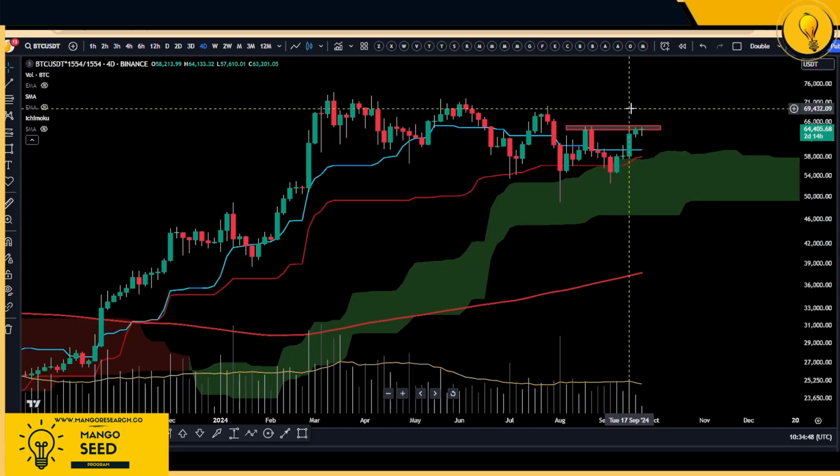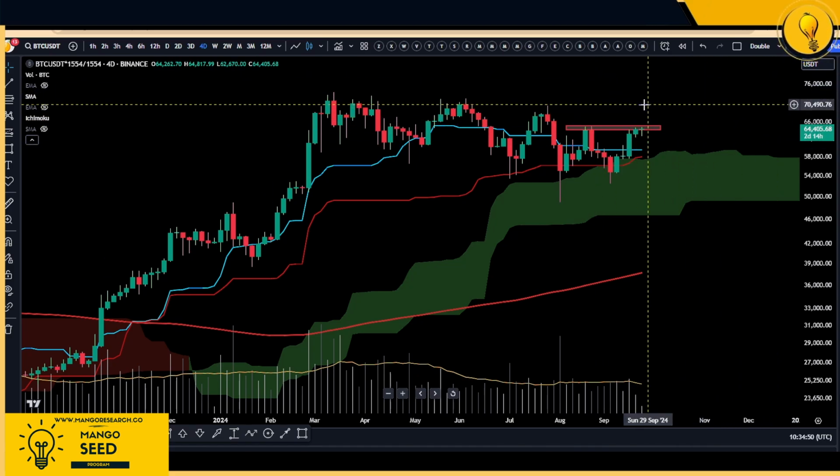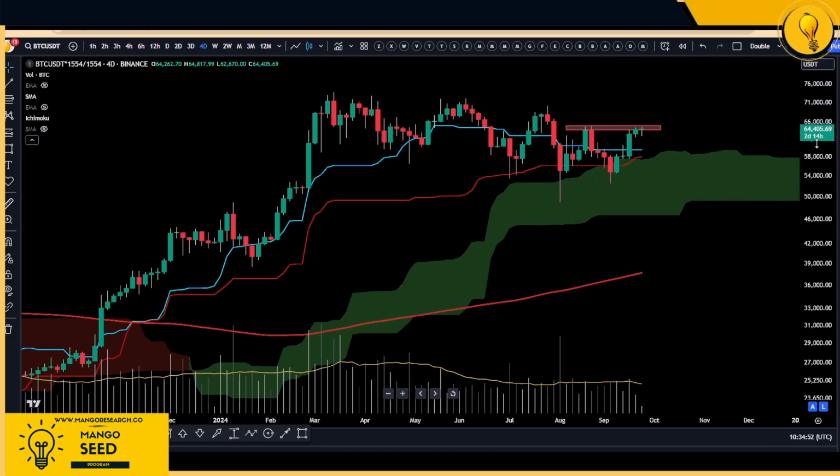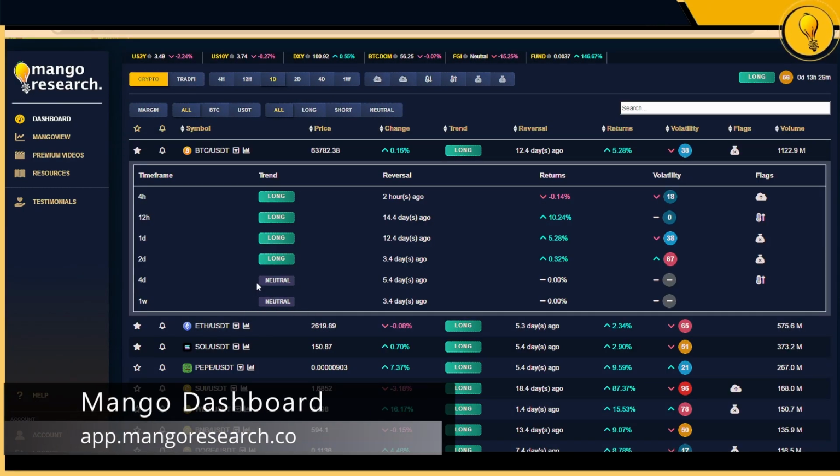The 4-day time frame is likely going to start seeing 4-day candle closures above this region. We are closing the next 4-day in 2 days and 14 hours. Once we start seeing that, we are likely going to see the dashboard also flip from neutral to long.